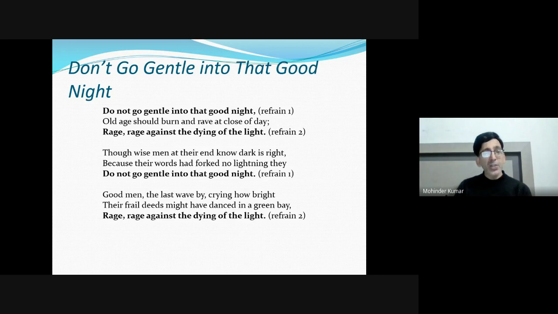Don't go gentle into that good night. Old age should burn and rave at close of day. Rage against the dying of the light means he encourages his father to fight against death. Now, if you look at the second stanza, at its end the first line of the first stanza is repeated. That is called a refrain: Don't go gentle into that good night. And what happens at the end of the third stanza? The third line of the first stanza is repeated: rage against the dying of the light. So that is another type of stanzaic form that is called the villanelle.